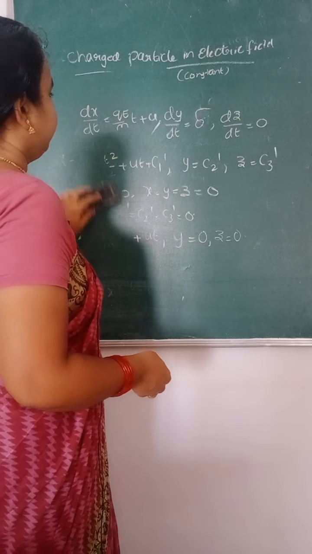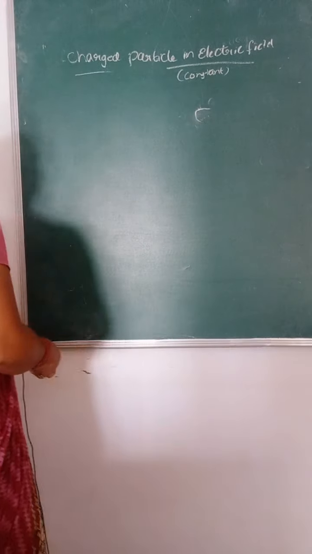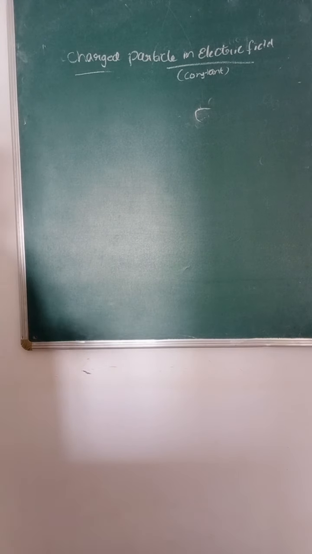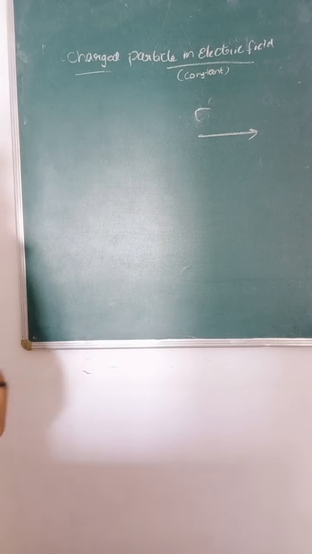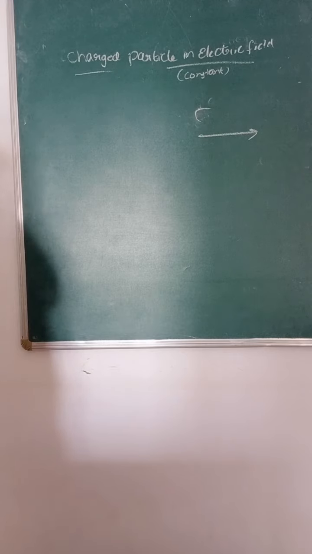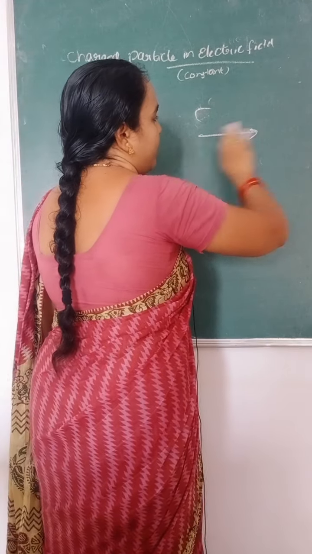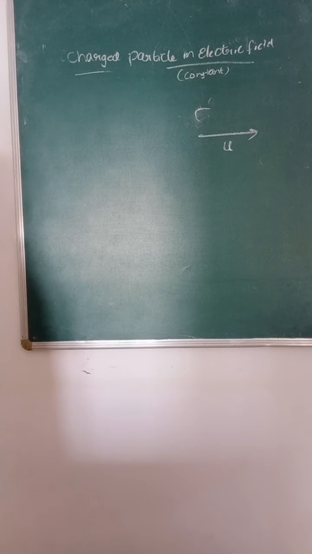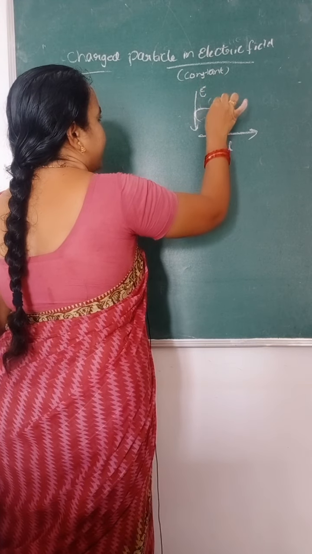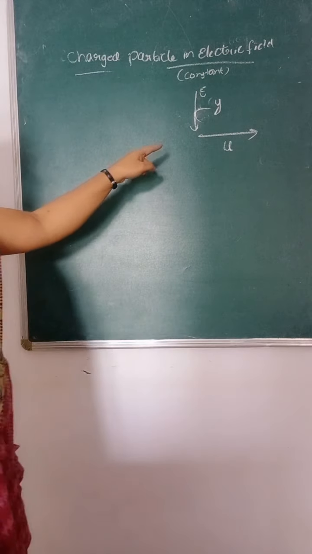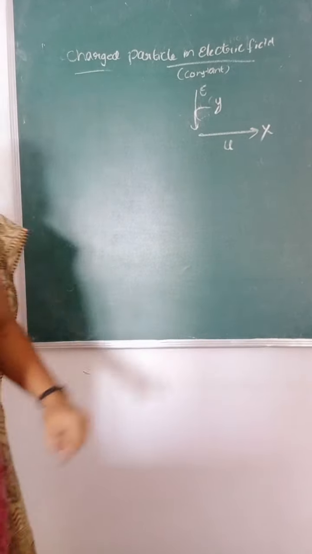Next, similarly, what is the nature of the charged particle when the field is applied perpendicular to the direction of motion? That is, let the charged particle move with a uniform velocity u along x direction. Let the electric field be applied along y direction. Electric field is applied along y direction, and the charged particle is moving along x direction.